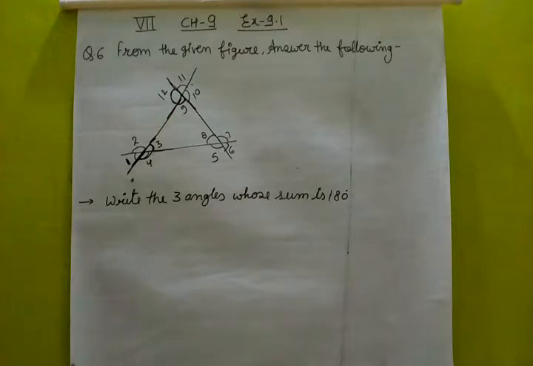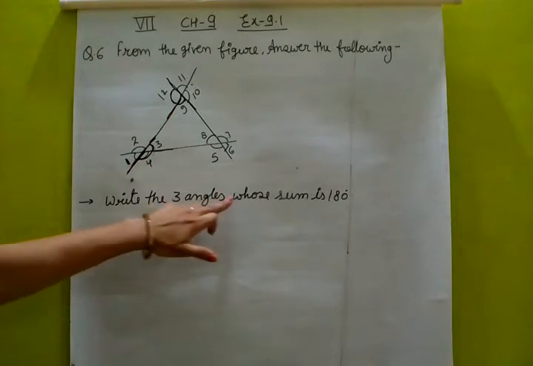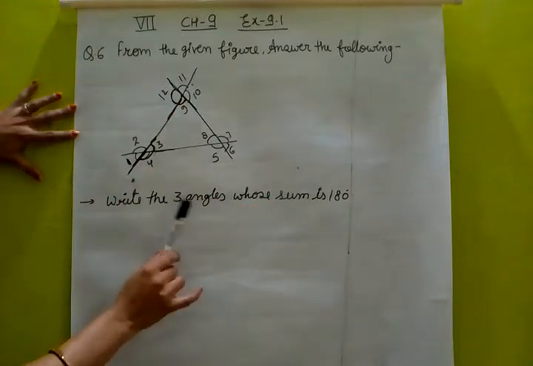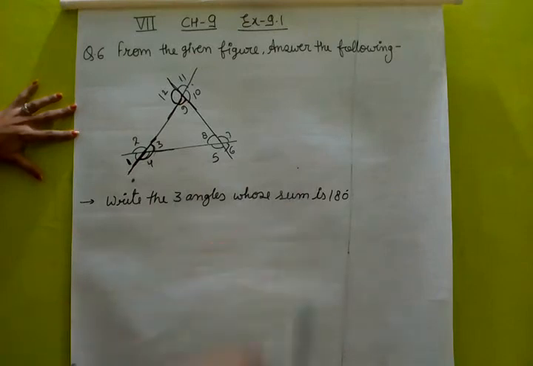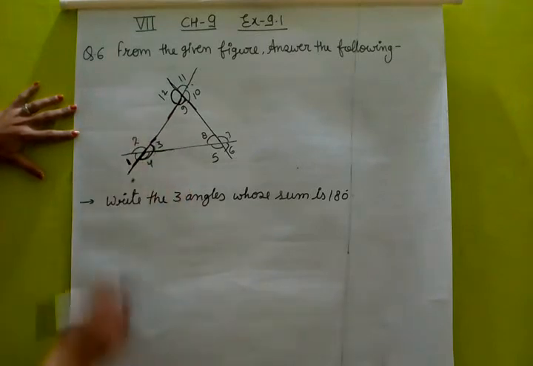Now students, one more part of question number 6 I am taking here. Write 3 angles whose sum is 180 degrees. Students, here 3 angles we are to find. Their sum should be 180 degrees. Here these 2 have a sum of 180 degrees, but they are only 2.